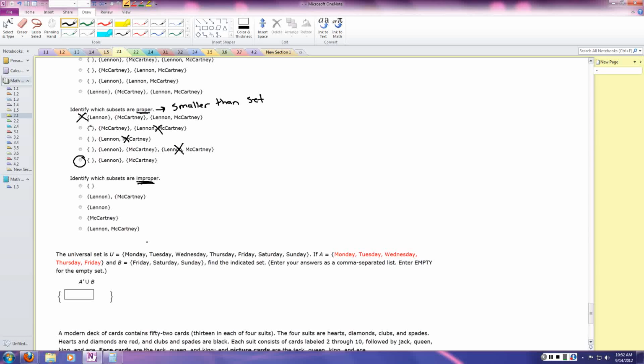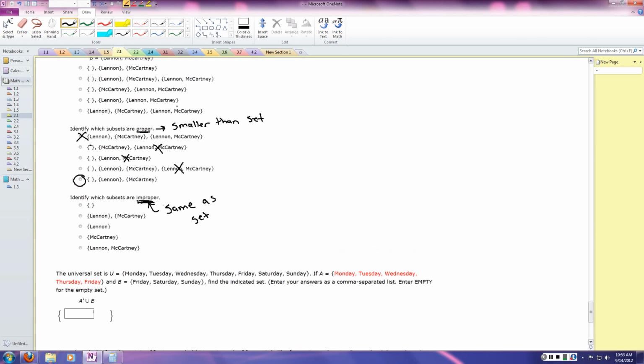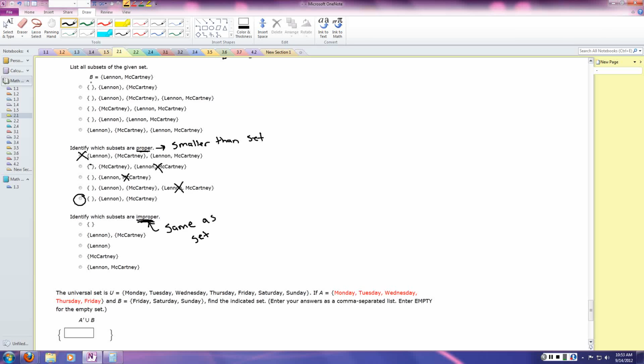The improper subset is going to be the original set, the same size. So same as the original set. So here the original set is Lennon and McCarthy, so your answer here would be this one.